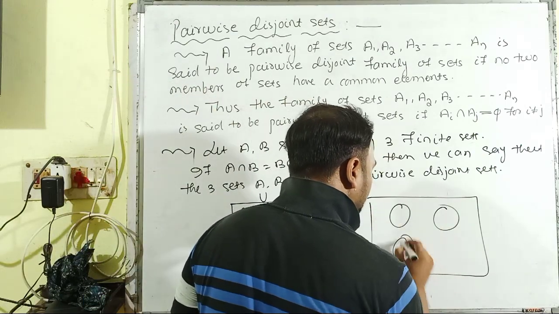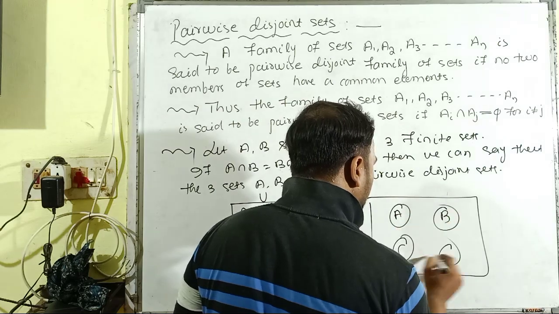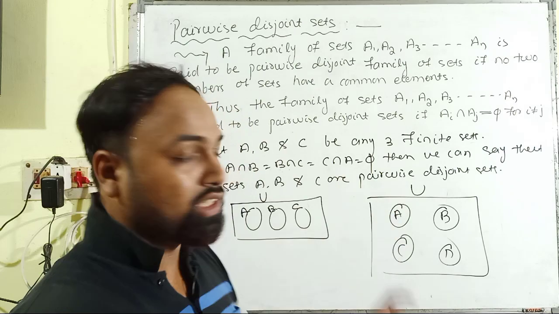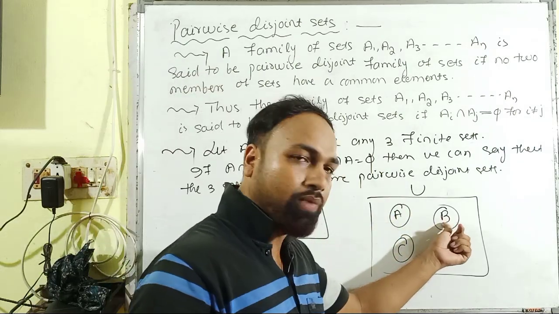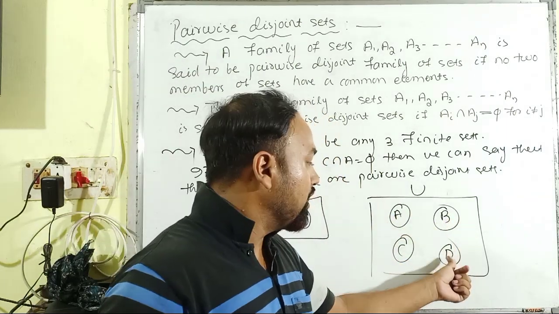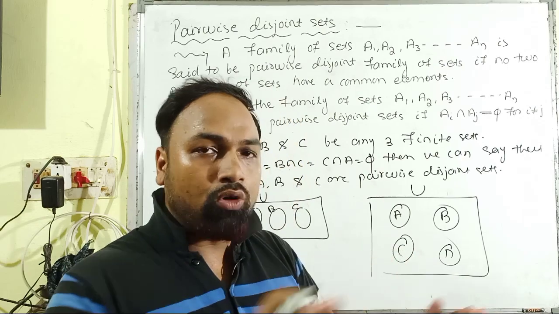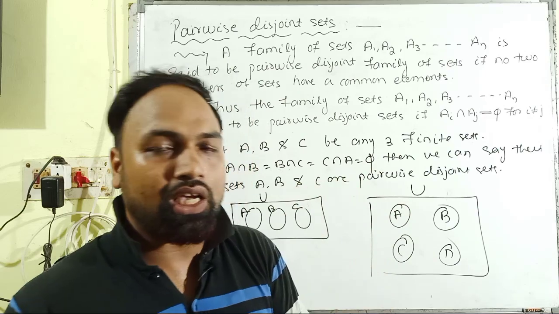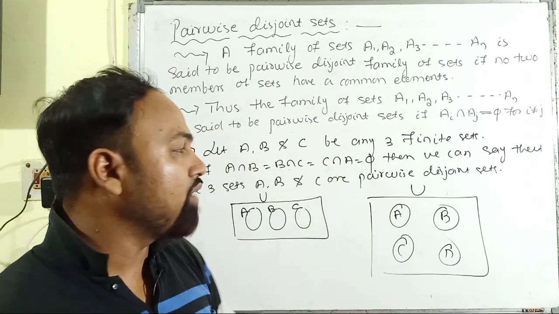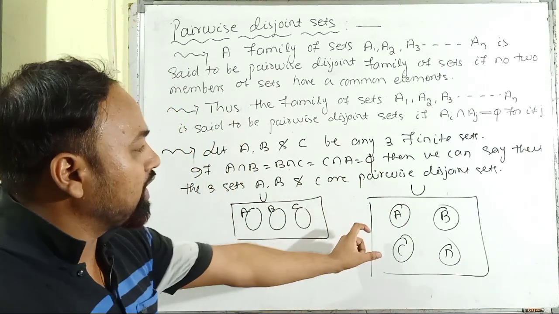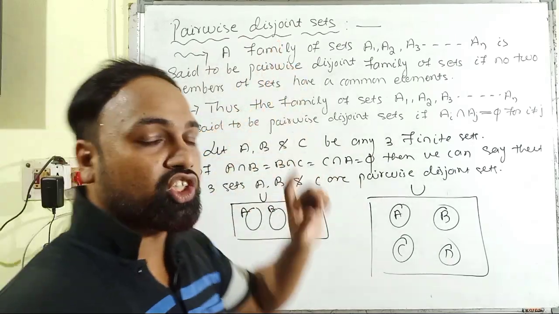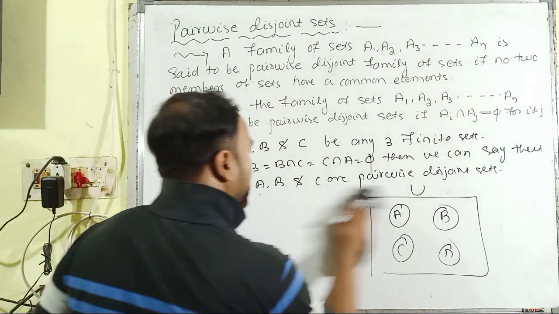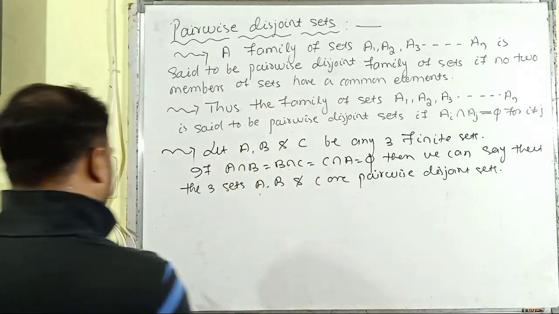you can take it as four, A, B, C, D. Here this is A, B, C, D, and they do not intersect each other. That means A does not intersect with B, B does not intersect with D, D does not intersect with C. No two finite sets intersect with each other. That means in this case we can say that it is the definition of pairwise disjoint sets. And let us take some examples based upon the pairwise disjoint sets so that it will be very much clear to you.